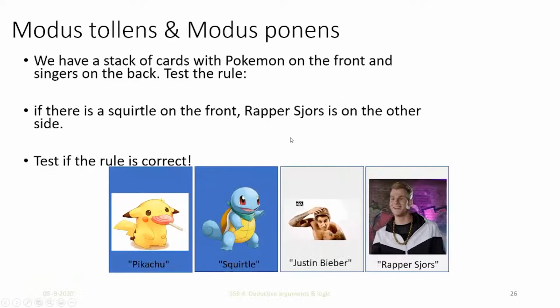So finally, before the break, we'll get back to the example we talked about last week. It's the Wason selection problem, in which you get a stack of cards and you get a rule which you need to test. I just put up a different rule. We have a stack of cards with Pokemon on the front and singers on the back. Test the rule: if there's Squirtle on the front, Rapper Source is on the other side. Again, the type of problem is the same as last week. I'm just giving you different examples, a different rule to check now.